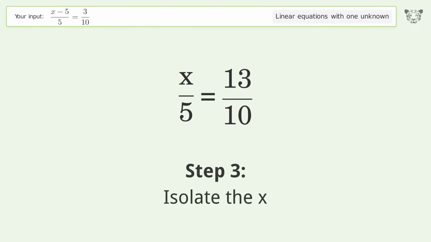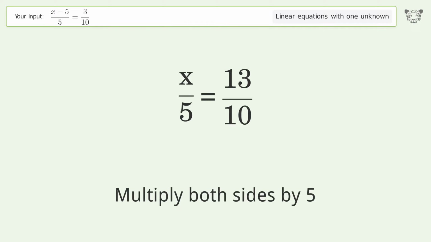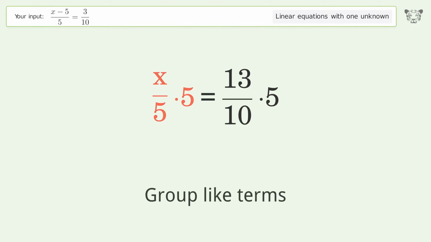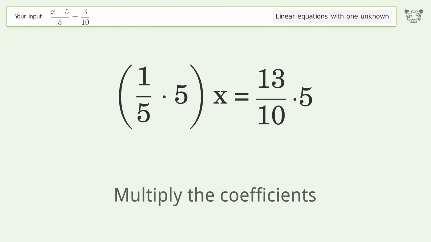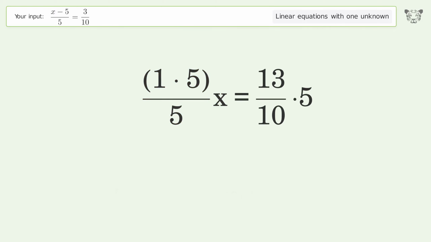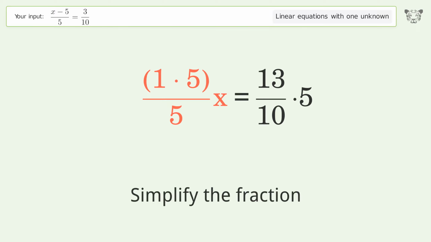Isolate the x. Multiply both sides by 5. Group like terms. Multiply the coefficients. Simplify the fraction.